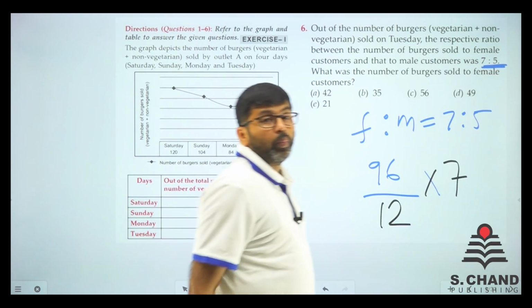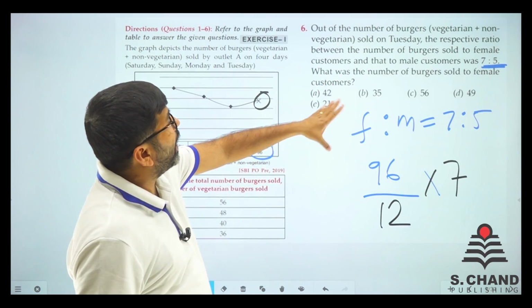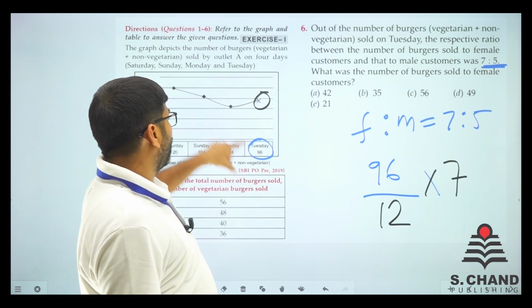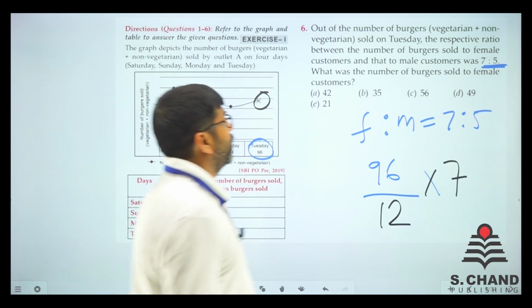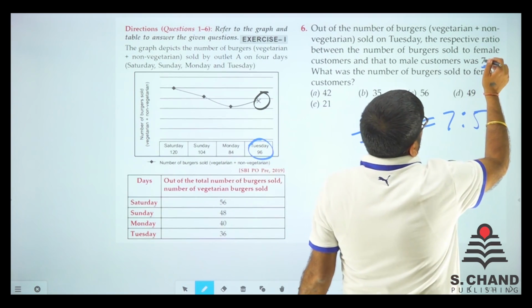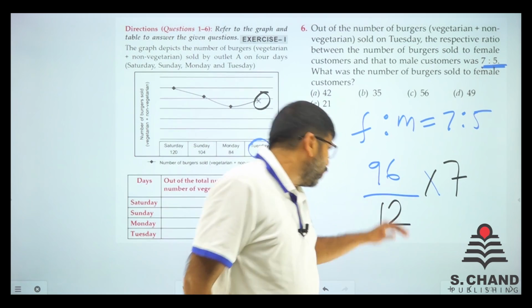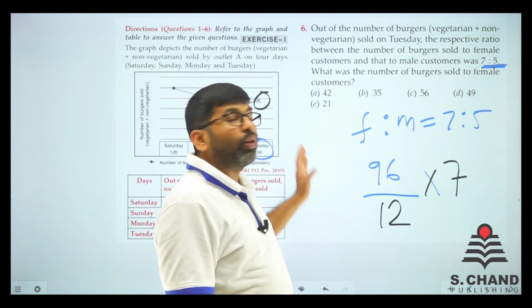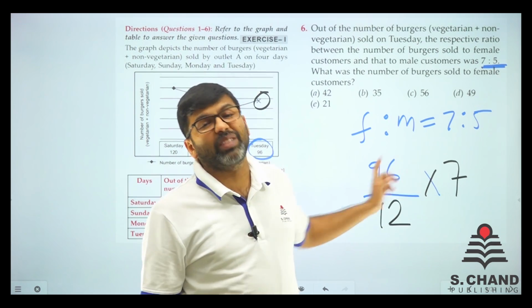Why so? Because 96 is the total number of vegetarian and non-vegetarian. Out of these 96, when we did this total, 7 plus 5 is 12. We divide into 12 parts, so if we divide by 12 we get 1 part. And out of that 1 part, we want 7 parts of that. So 7 into 7 is that.